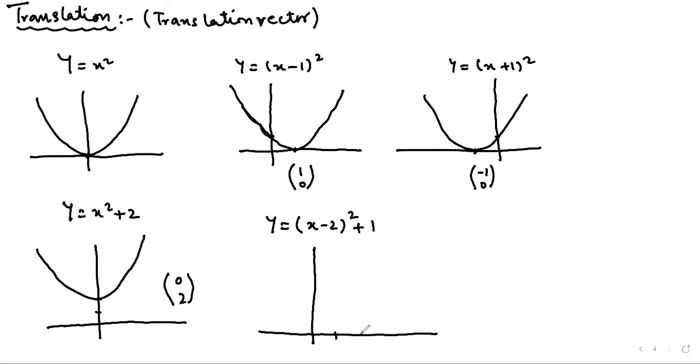1, 2, 3. 1, 2, 3, 4. Okay, 2, 4, 6. We have shifted this vertex, this turning point, 2 units right and 1 unit up. 2 units right and 1 unit up. This one is the location of the new vertex.